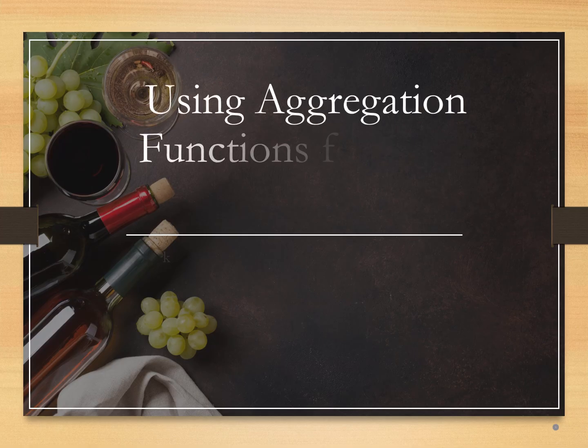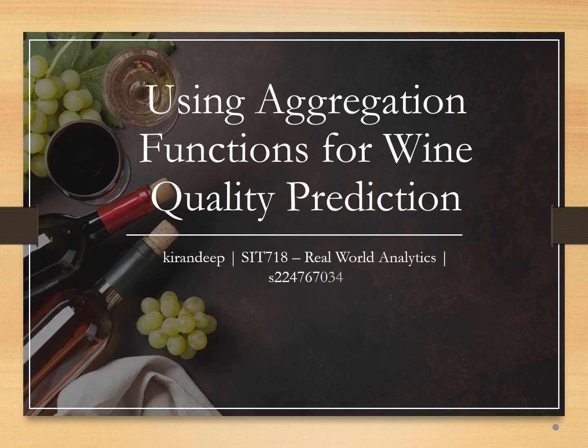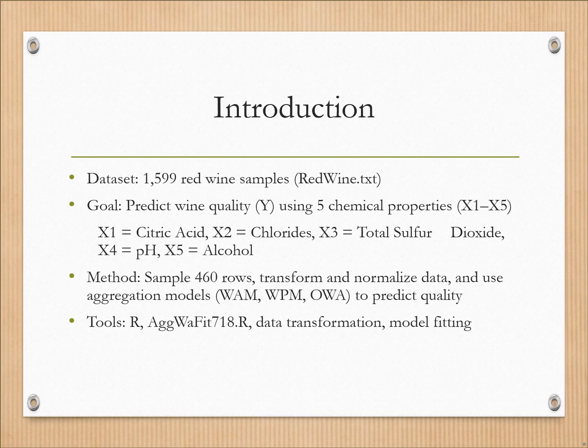Hi, my name is Kiran Dev, and this is my presentation on predicting the wine quality using aggregation function in R. In this task, I basically analyzed the dataset of 1599 red wine samples to model wine quality using the aggregation function in R.